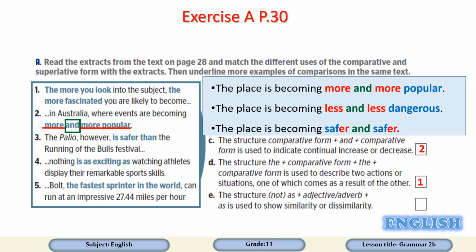Look at these examples to know the difference between using long adjectives and short adjectives to convey the idea of continual increase or decrease. So when we use a long adjective like popular or dangerous, we use more and more or less and less before the adjective. The place is becoming more and more popular, or the place is becoming less and less dangerous. However, when we use a short adjective like safe, we use the comparative form of the adjective twice, separated by and. The place is becoming safer and safer.